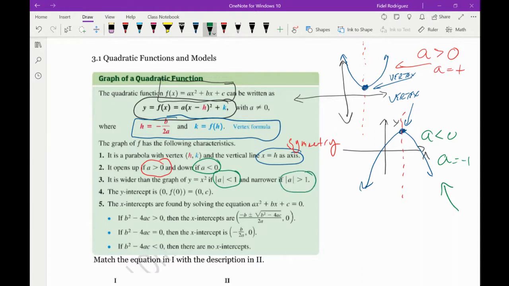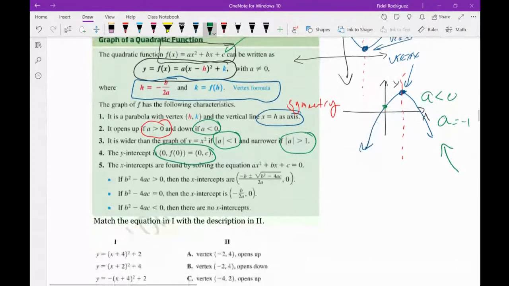The y-intercept, y'all, where it's going to hit the y-axis right up here, is always going to be the point 0 and C. And C is coming from that part right there. And then we're going to figure out how we can find the x-intercepts. We'll get to that part in a second.